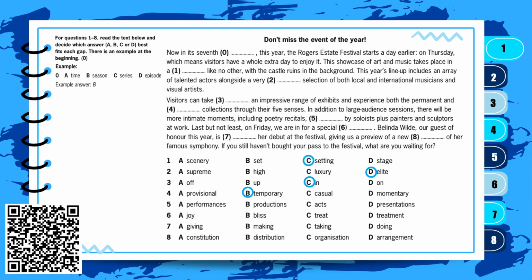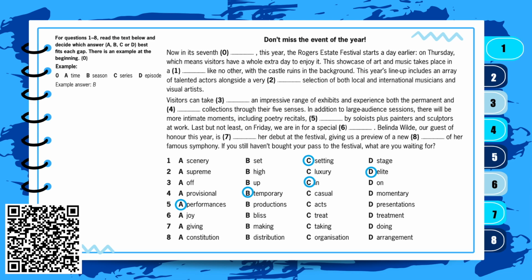The sentence describes a variety of events that will be taking place, including poetry recitals, performances by soloists, and painters and sculptors at work. The word "performances" accurately describes the events that will be taking place, including the poetry recitals and soloists. It is a general term that can be used to describe a wide range of events, including music, dance, theater, and other artistic or creative activities.